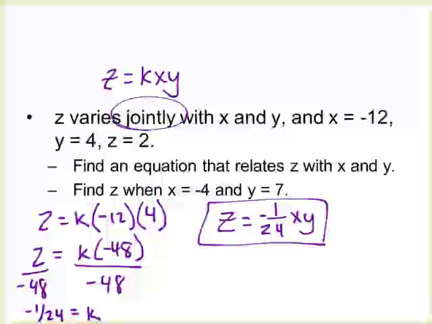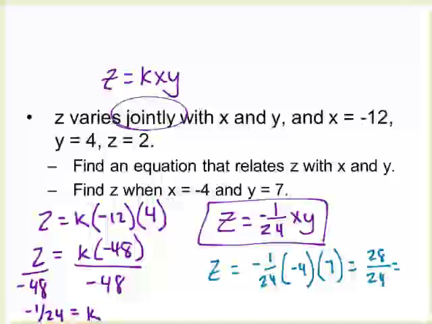Then for part B, it says, now let's plug in some new stuff. So find z when x is negative 4 and y is 7. We can multiply that together, and we get 28 over 24, which reduces to 7 over 6. Decimals would be okay as well.